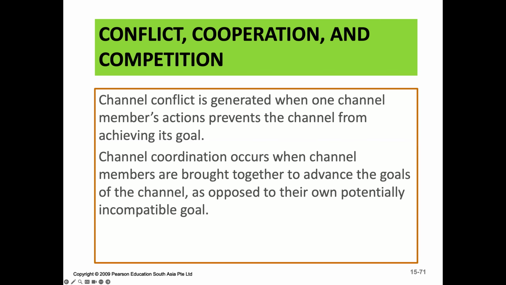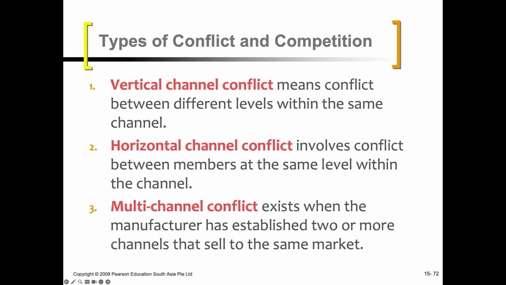So here are some types of conflicts and competition. We have the vertical channel conflict, which means the conflict between different levels within the same channel. Horizontal channel conflict involves the conflict between members at the same level within the channel. And multi-channel conflict exists when the manufacturer has established two or more channels that sell to the same market.